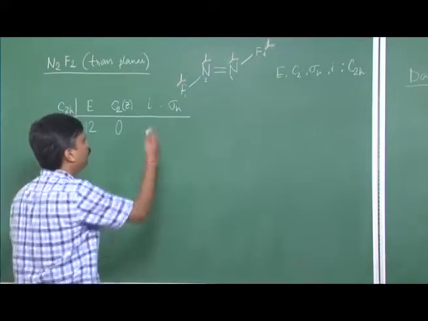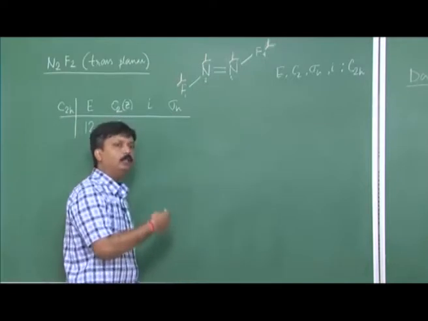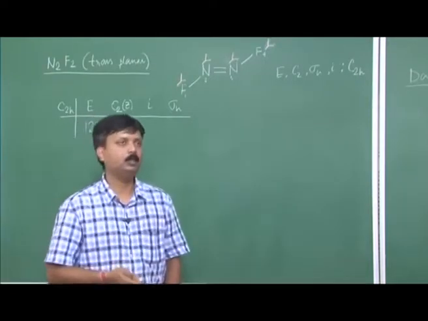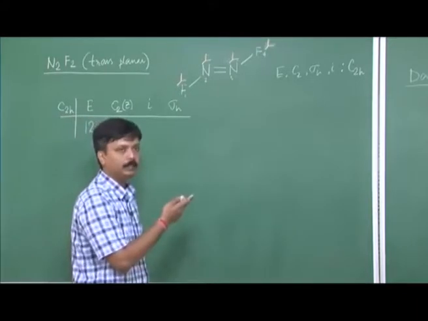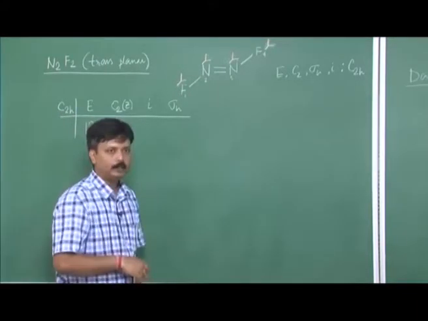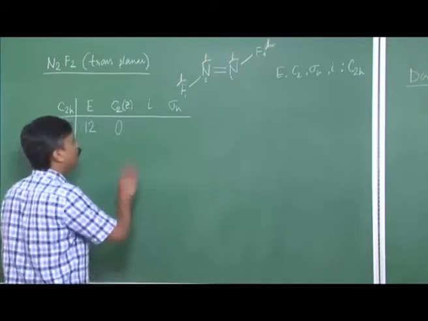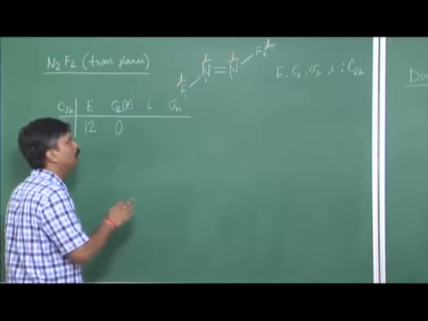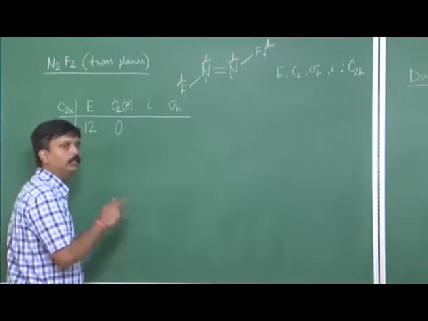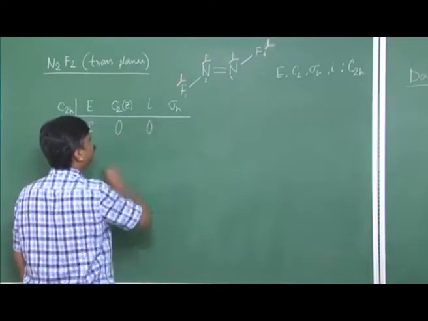Now, the inversion I does pretty much the same thing. It will interchange all the atoms, like 1 and 4 will interchange their places, 2 and 3 will interchange their places. Therefore the overall contribution coming from any unshifted atom in this molecule by the operation I is 0. So the character is 0.